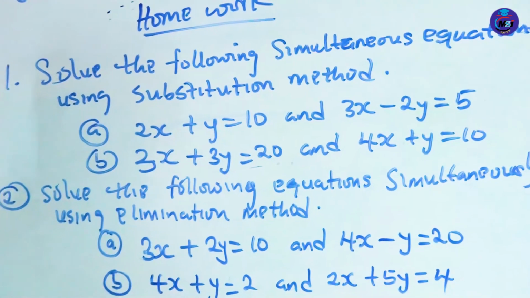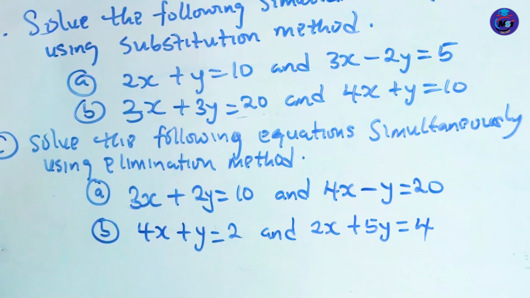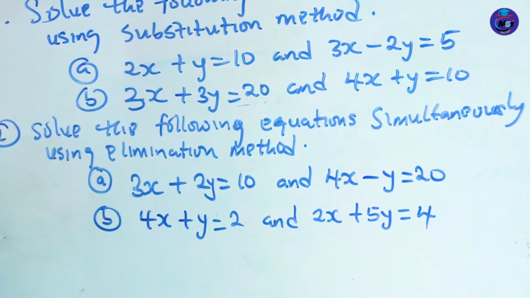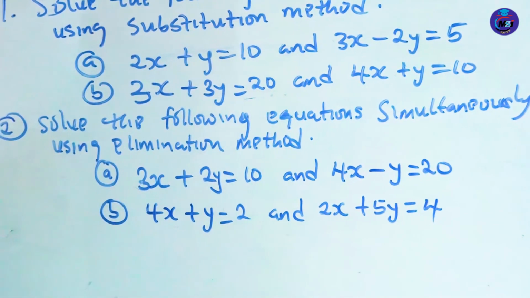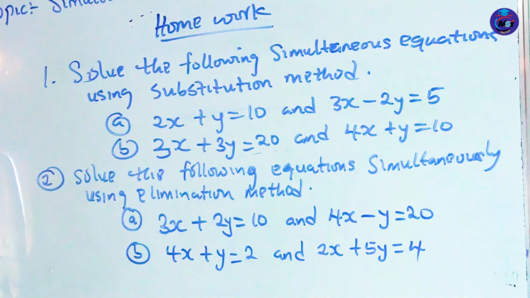Number 2, solve the following equations simultaneously using elimination method. A, 3x plus 2y equals to 10 and 4x minus y equals to 20. B, 4x plus y equals to 2 and 2x plus 5y equals to 4.